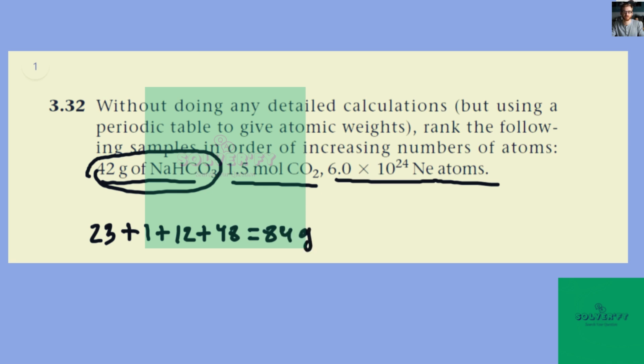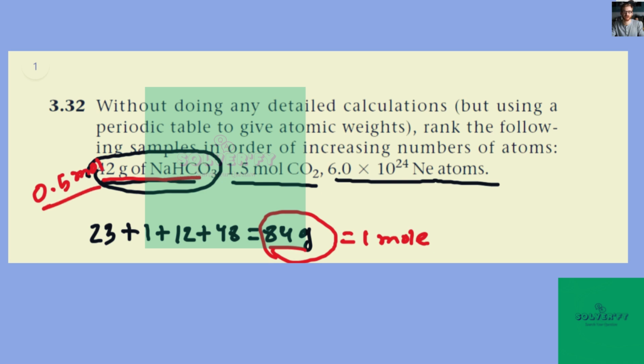That means 84 gram of sodium bicarbonate is 1 mole, and here we have 42 gram. That means 42 is half of 84. That's why we have half mole of sodium bicarbonate present here. So we have half mole of sodium bicarbonate, we have 1.5 mole of CO2, and we have 6 times 10 to the power 24 neon atoms.